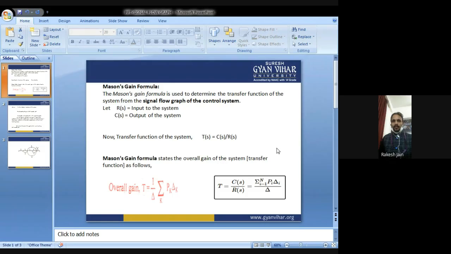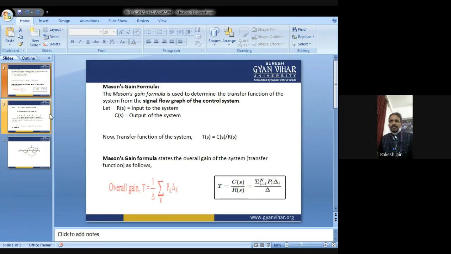What is Mason's gain formula? Mason's gain formula is used to determine the transfer function, meaning output divided by input of a system, from the signal flow graph, right? So let's suppose the input is R(s) and output is C(s). Then the transfer function which we want to find is C(s) upon R(s). Mason's gain formula is T equal to 1 upon del, summation of Pk del k, right? Or we can also say it is summation from i equal to 1 up to n.